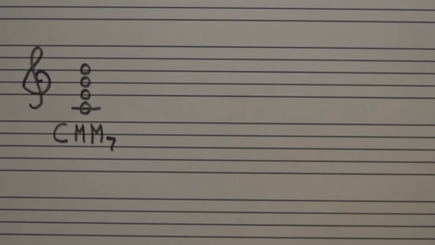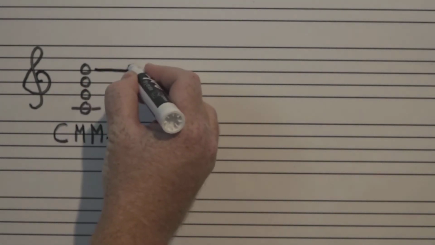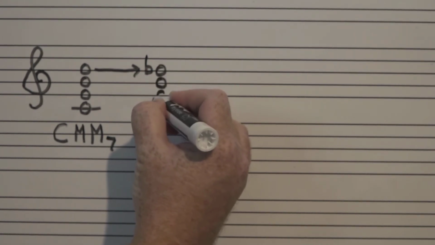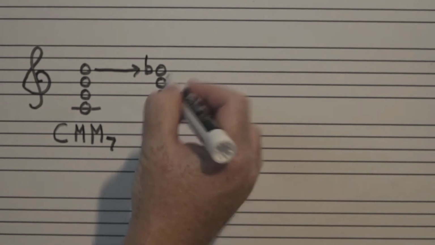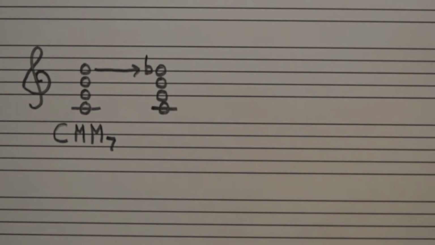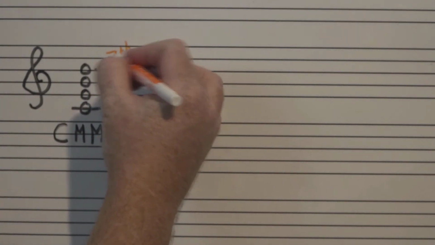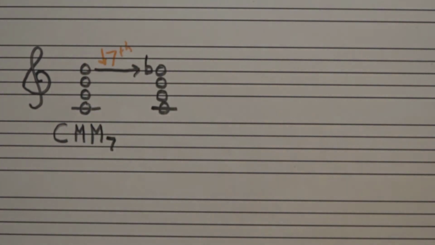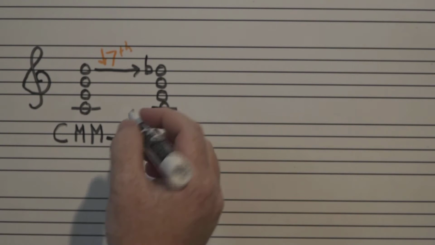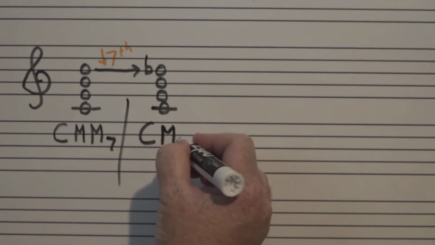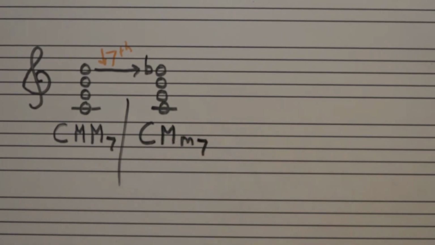And the first thing we're going to do is lower the seventh. So again, the seventh goes down by a half step. And this is now a C major triad, minor seventh. Our next one.